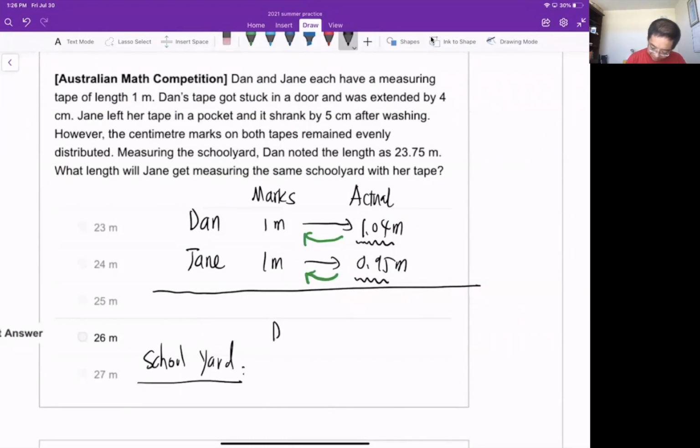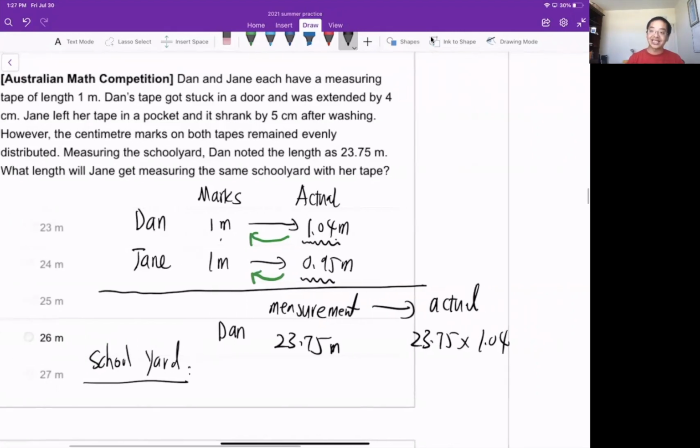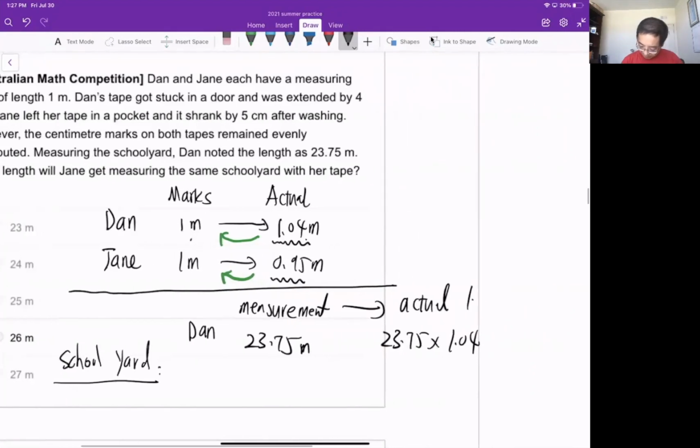Let's look at the measurement. The measurement will be 23.75. Now, 23.75 is what you got using Dan's tape, but this is not the actual length of the schoolyard. The actual length will be from 1 meter to 1.04, so this will be 23.75 times 1.04. This is the actual length of the schoolyard.